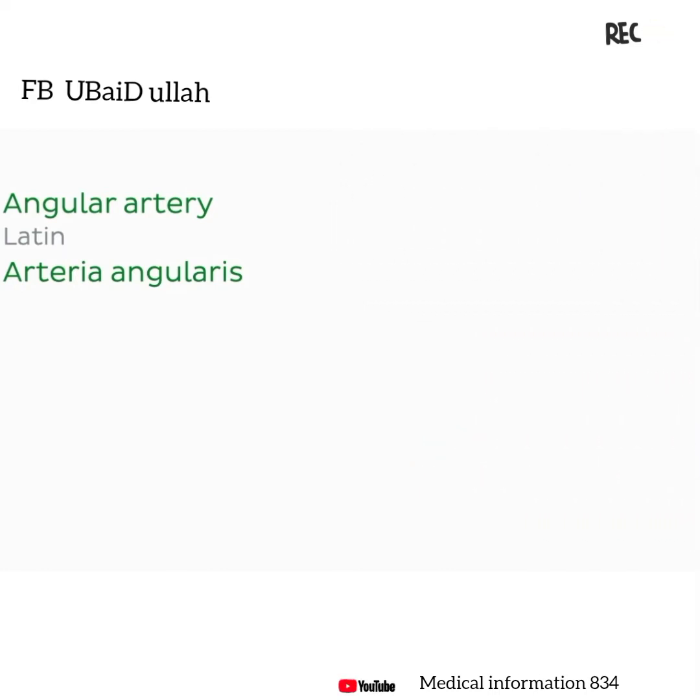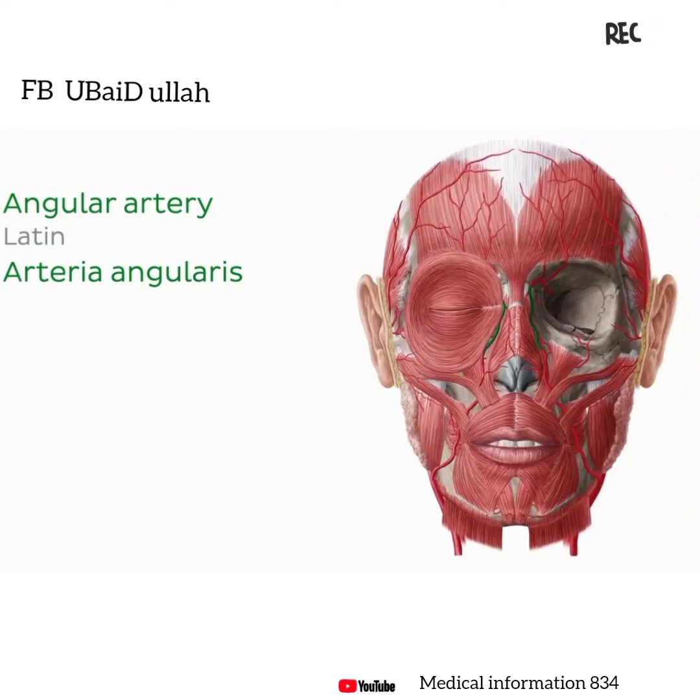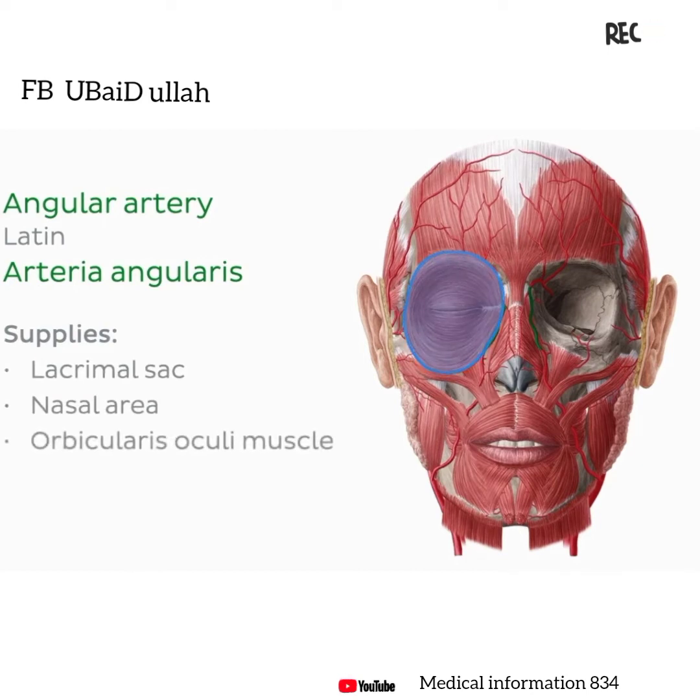Moving around to look at it from an anterior perspective, we can better see the course of the artery as it travels over the maxilla towards the medial angle of the eye. The angular artery supplies various structures of the face, including the lacrimal sac and the nasal area, as well as the orbicularis oculi muscle.